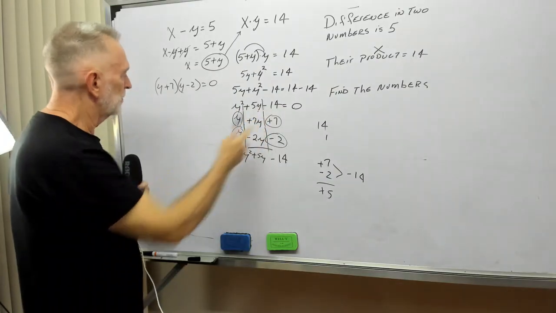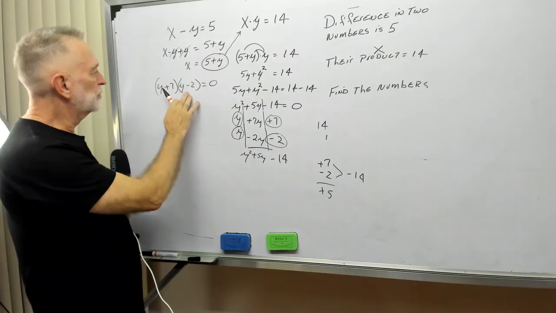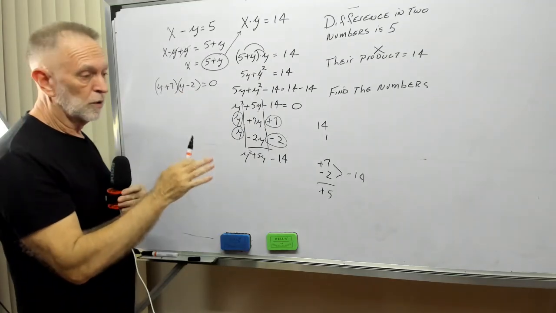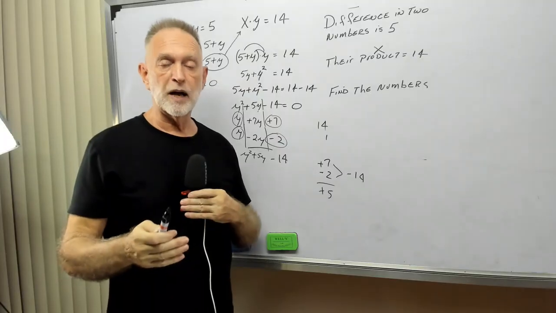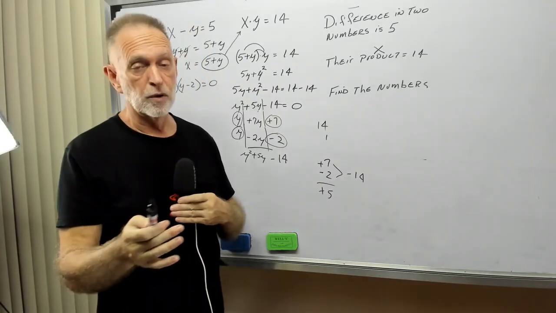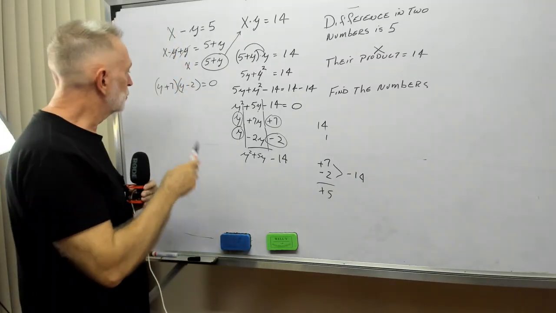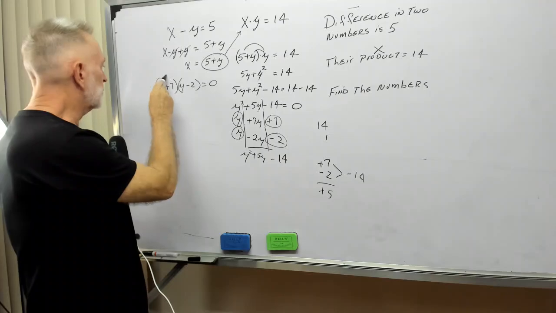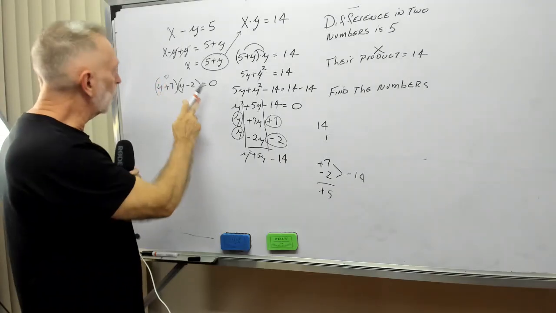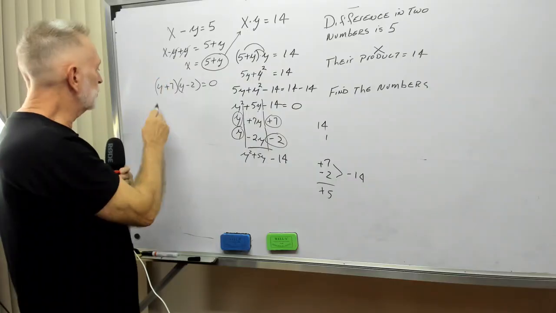If you were to FOIL this, Y squared plus 7Y minus 2Y minus 14, you would get that right there. So what does this mean? Something times something equals 0. What's 0 times 1? 0. 0 times a million? 0. 0 times anything is 0. So what does that mean for us? Well, that means this could be 0 or this could be 0. So let's just set each equal to 0.